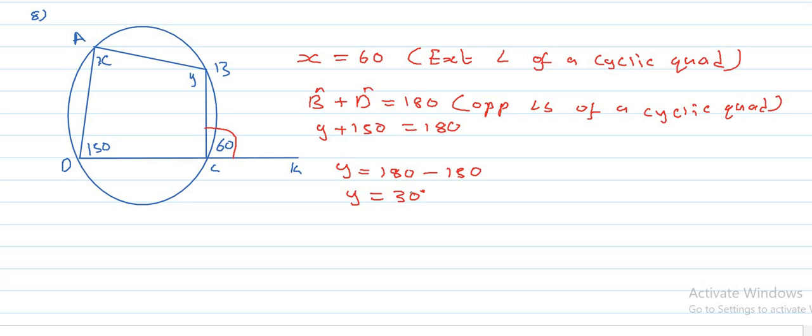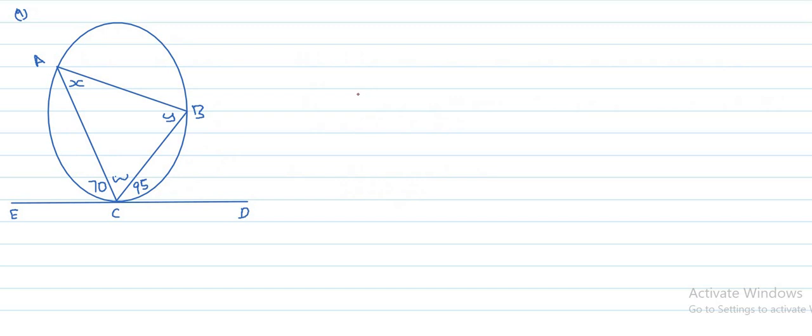Let's look at question number 9. On question 9, we are given a circle with points A, B, C on the circumference and tangent ECD. So we need to determine the value of W, X, and Y. So we're going to start with W.